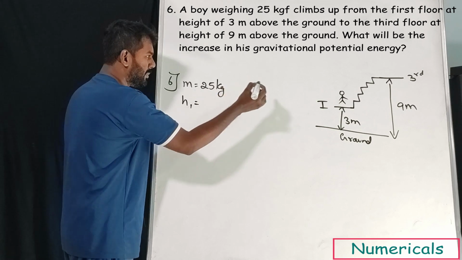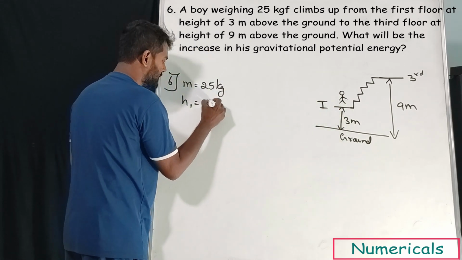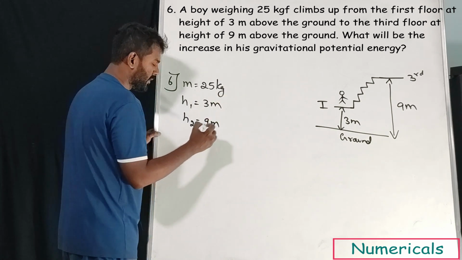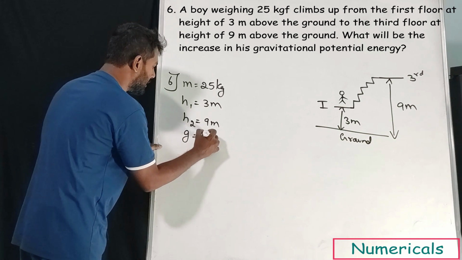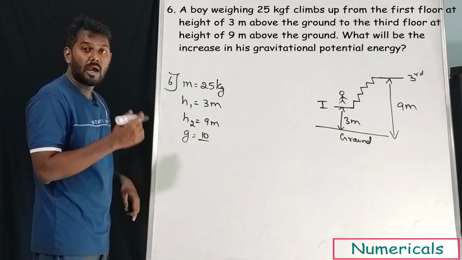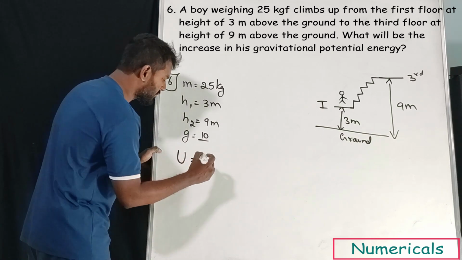Then height h1 value will be, initially it is 3 meter because he is standing in the first floor. h2 value will be 9 meter. Then gravity value they have given it as 10. Don't worry about the units. Now we will calculate increase in potential energy, that is nothing but U. Okay, what is the formula?